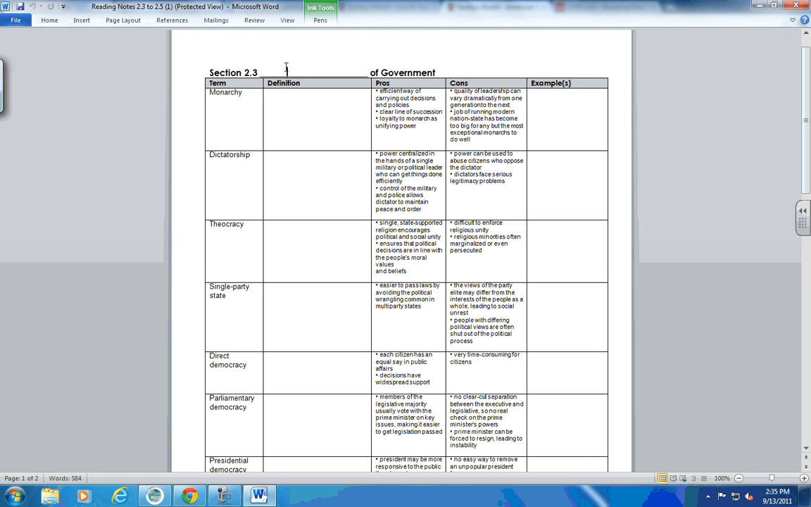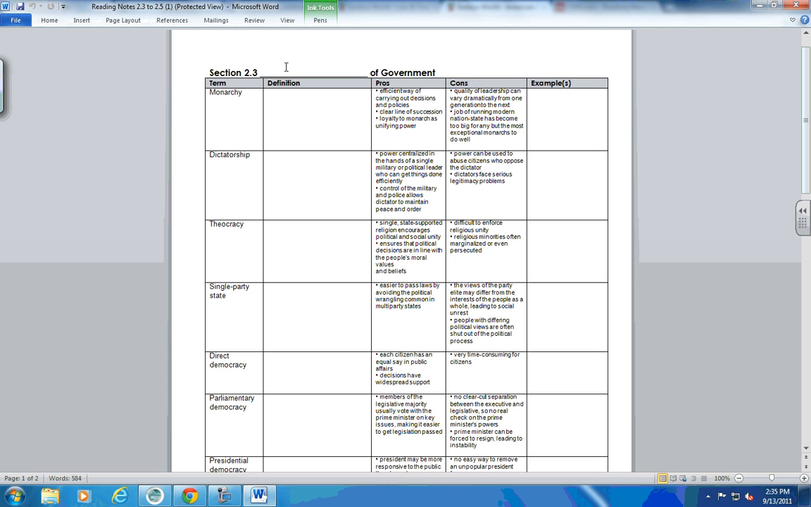So, countries like China, Syria, Vietnam, Cuba, all have a single party state. They're very efficient once again. There's not a lot of diversity when it comes to political views. However, because of that lack of diversity, we have issues.